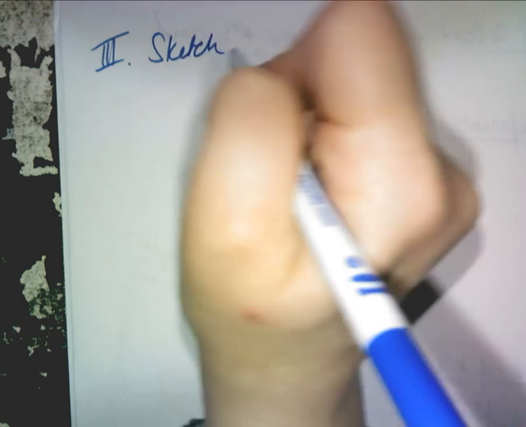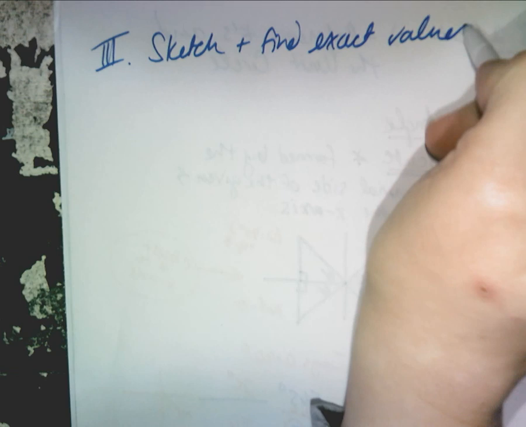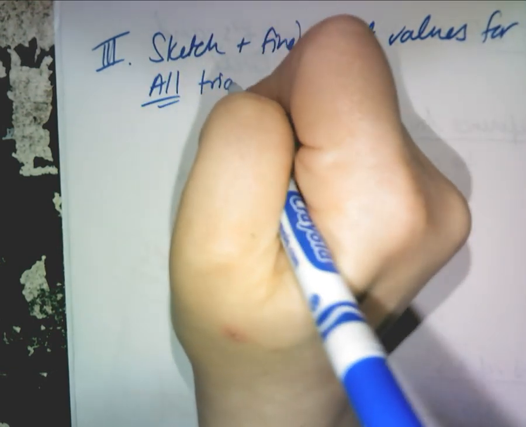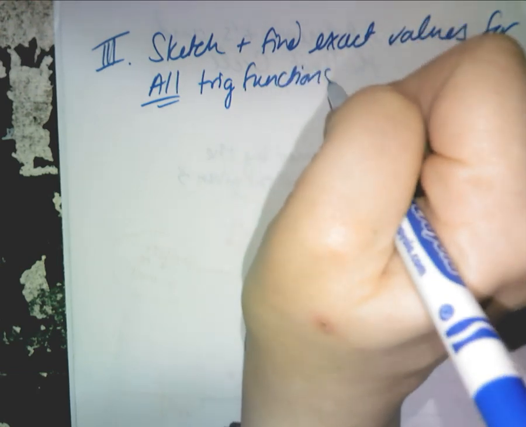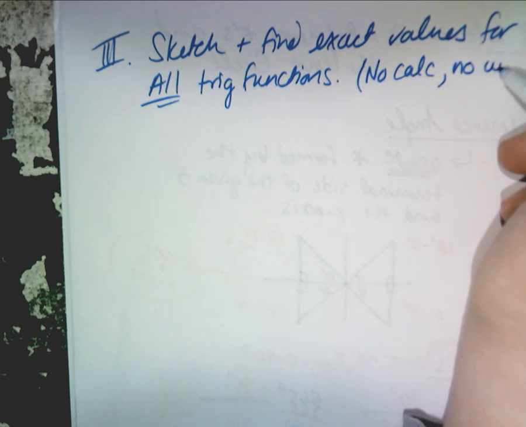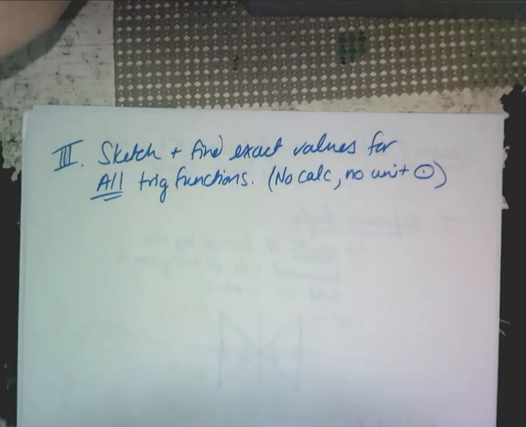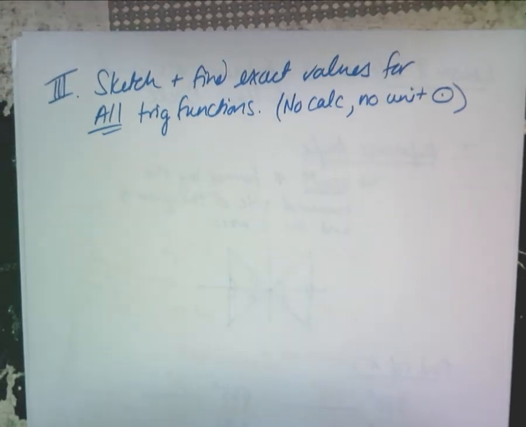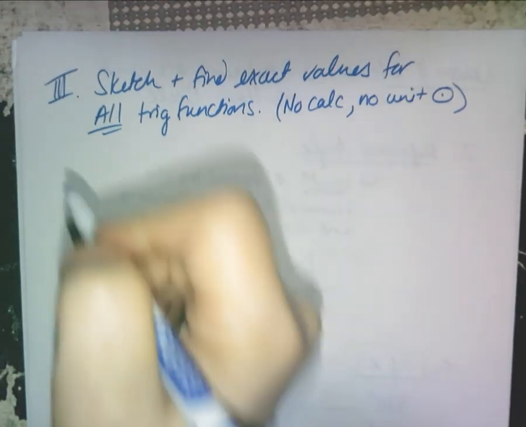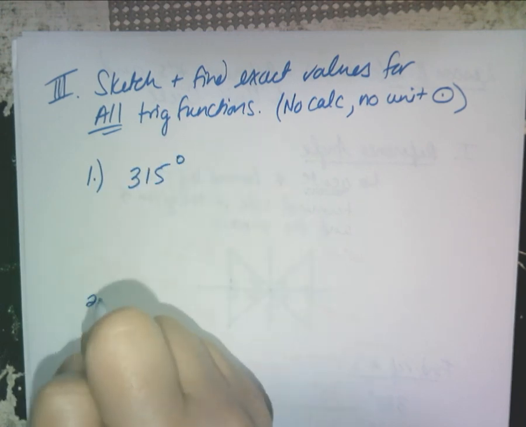I'm sorry. Okay, so I want you to sketch and find the exact values for all the trig functions. No calc, no unit circle. What? So you want me to draw a unit circle? You can, but if you draw the unit circle, then I would let you use it once you memorize it, which we will be given the opportunity next week. So I'll do 1 degree and I'll do 1 radian.